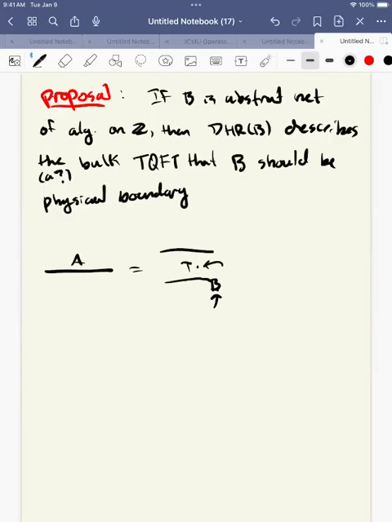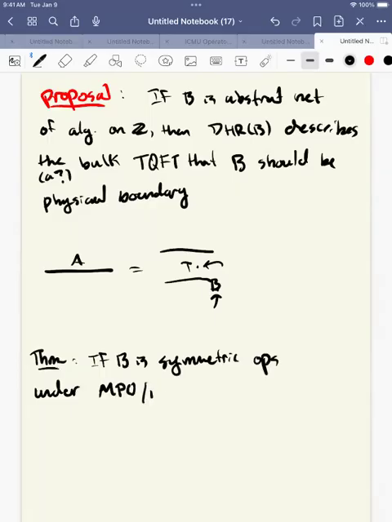And in all the examples, this is what happens, because here's the next theorem. If B is the algebra of symmetric operators under, really this applies to any categorical symmetry, as formulated with MPO or weak Hopf or whatever, or group or Hopf or whatever, under C symmetry. So if C is the underlying fusion category for this symmetry, then the DHR category is the Drinfeld center of C, as you expect.